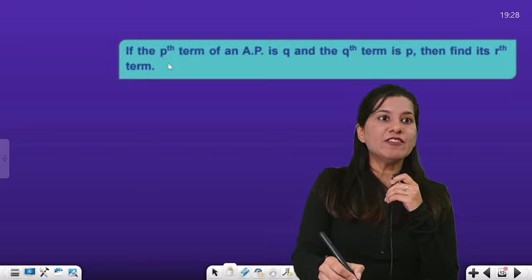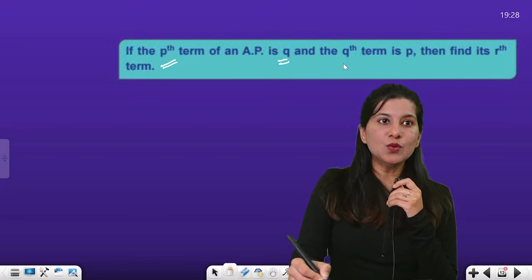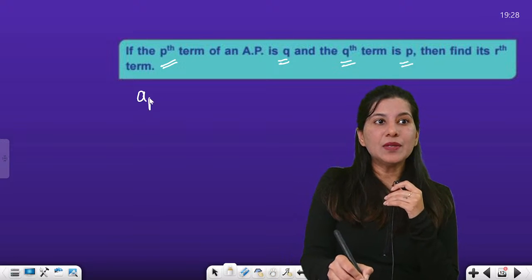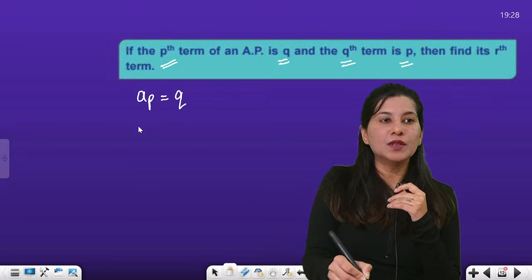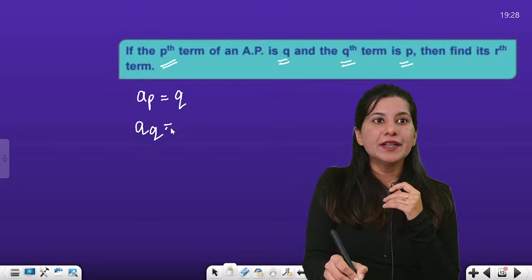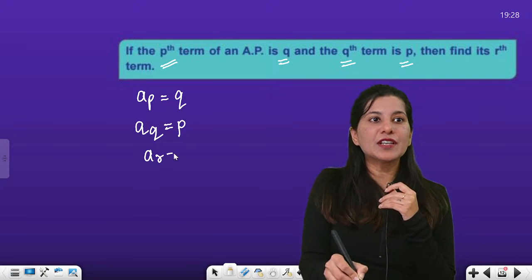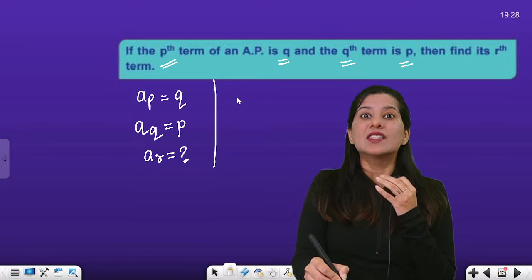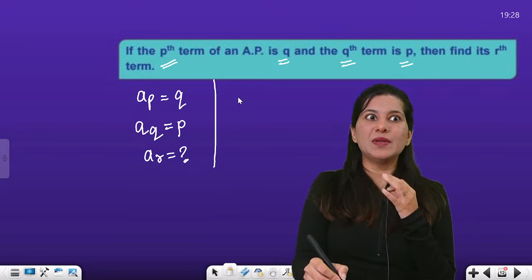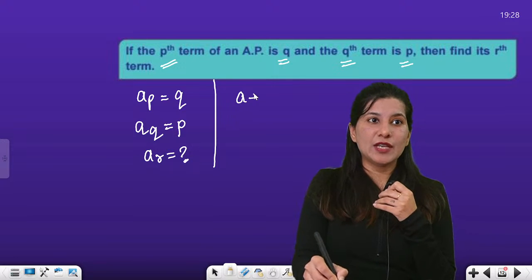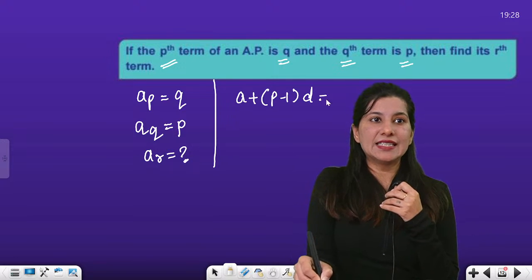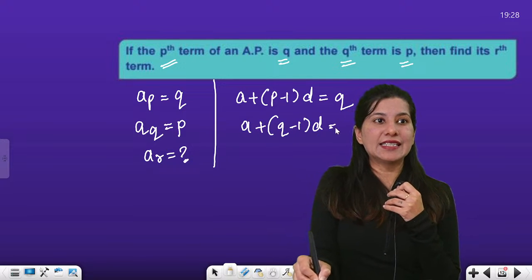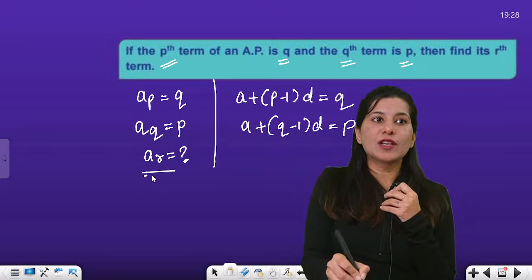Can you see, if the pth term of an AP is Q, and the qth term of an AP is P. That means AP is your Q and AQ is your P, and we need to figure out the rth term. So A plus (P minus 1)D is given as Q. A plus (Q minus 1)D is given as P, and we are looking for the rth term.